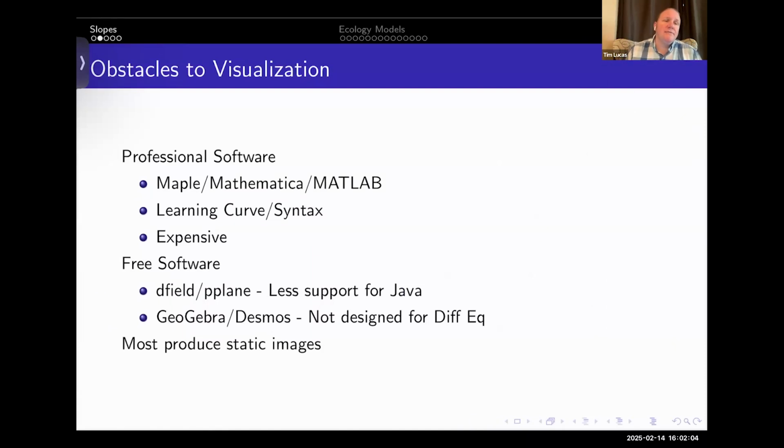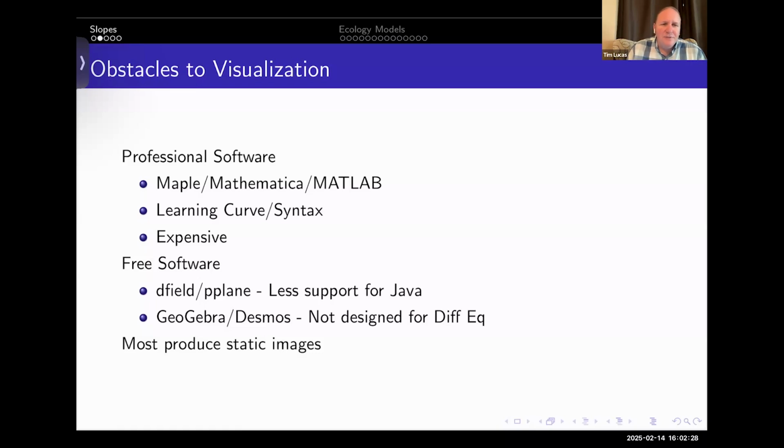I found when I was teaching differential equations that the students had a lot of obstacles to visualization. So when I first started teaching the class, I used to try to get them to use some sort of professional software. We would get maybe a volume license for something like Maple or Mathematica or MATLAB. But this was pretty expensive.